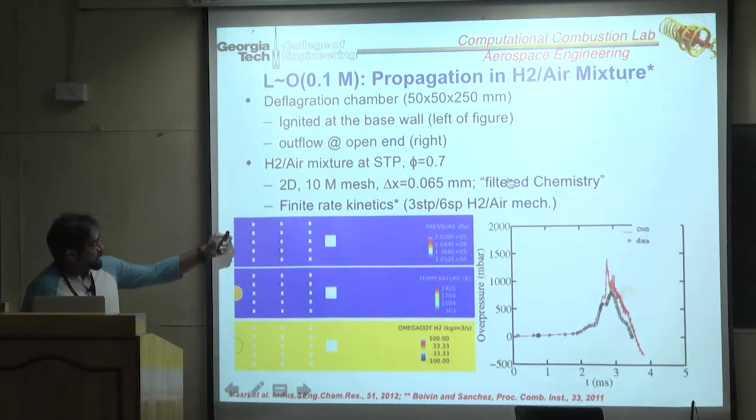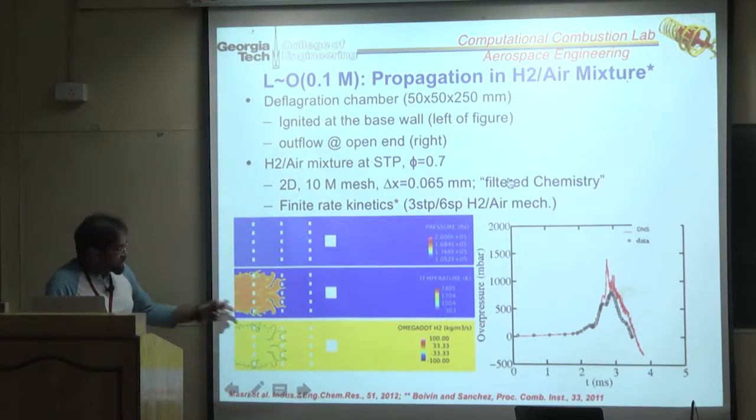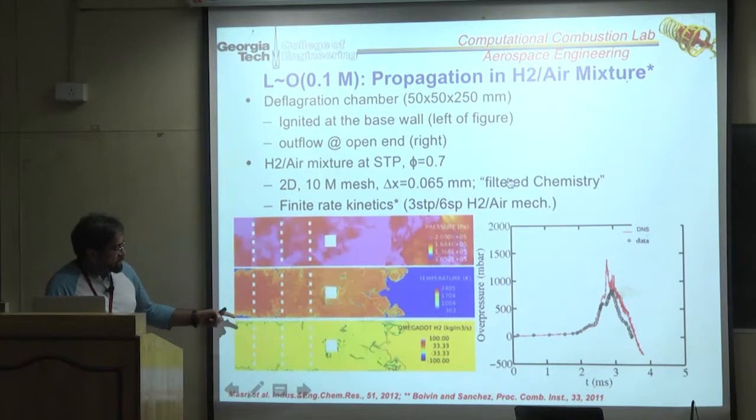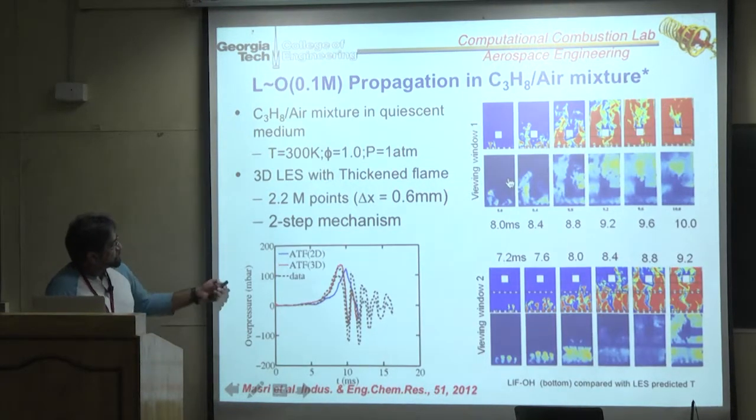This is actually a 2D calculation with 10 million grid points in 2D. So you can imagine the kind of resolution we were using, resolving very small scales, and still we couldn't. The turbulence wasn't like a cascade of turbulence. Like you don't get small scales. We actually did even a 3D coarse grid with a thickened flame model to see whether we can capture the basic behavior, and we do capture a similar behavior.